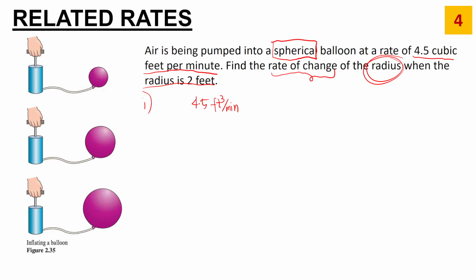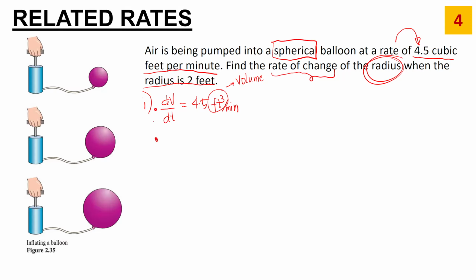if this is referring to the volume, the surface area, the radius, or other things that we might have mislooked. But we just look at the unit of the given rate. The rate here is in cubic feet per minute. This means that this is the rate of change of the volume with respect to time. So this is just dV over dt.